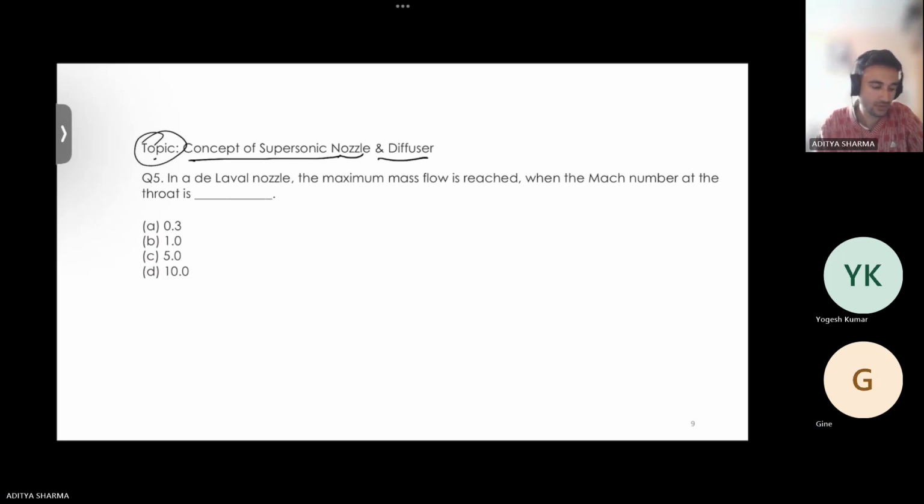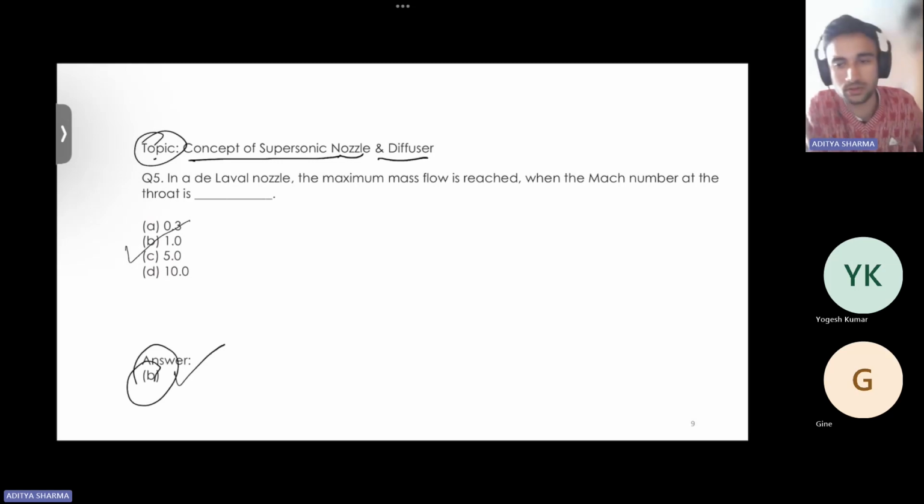One. Yes. And Yogesh, what do you say? Sir, 1. Yes. Both are correct. So the answer is B. I hope there is no doubt in this question.